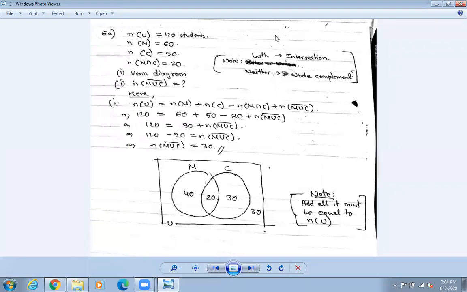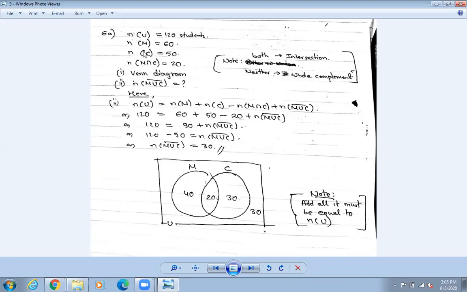And 'doesn't do this and doesn't do that', sometimes your mother or father or someone scolds you like that. That is called neither. They do neither this one nor this one. That is called neither, and neither is called complement. And if someone says, eat either chowmin or momo, and you like to eat both things, that is called both. Both means intersection. Neither means whole complement. Your whole complement is called neither.